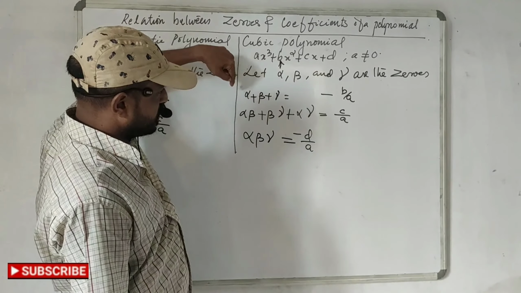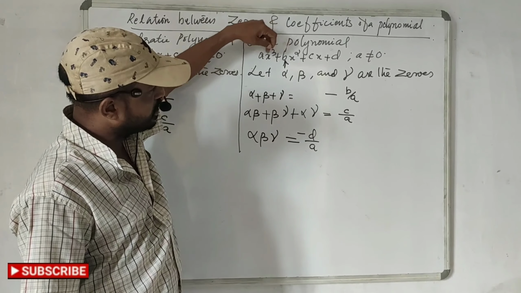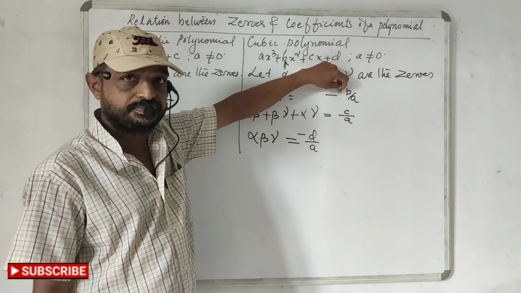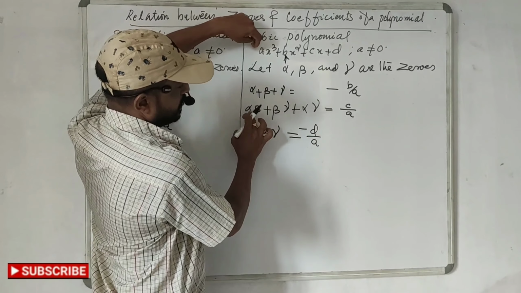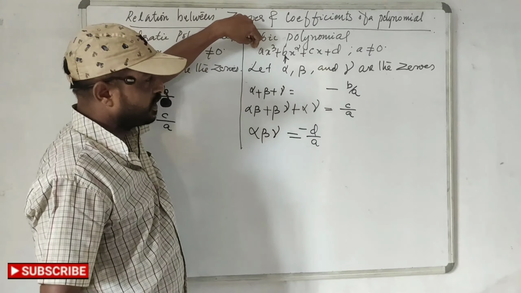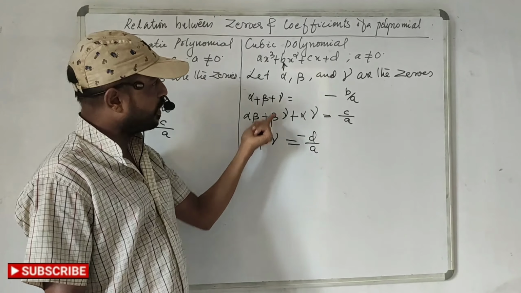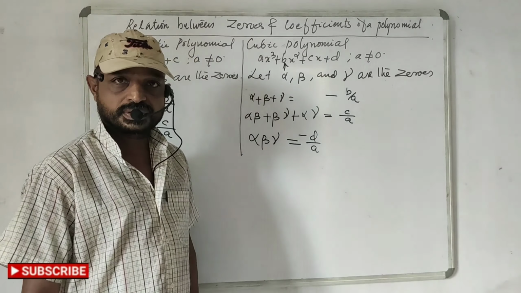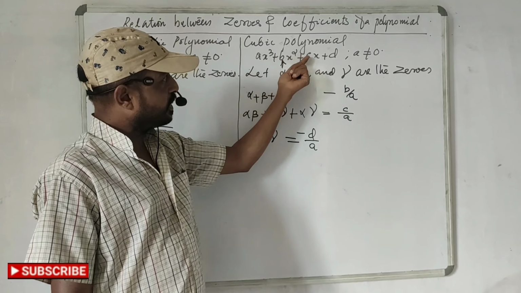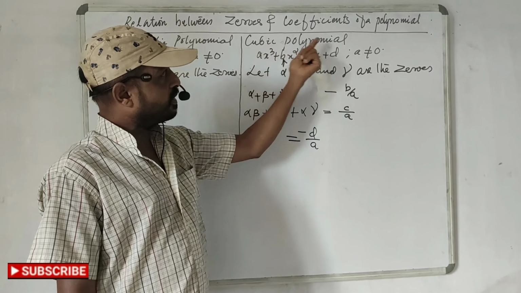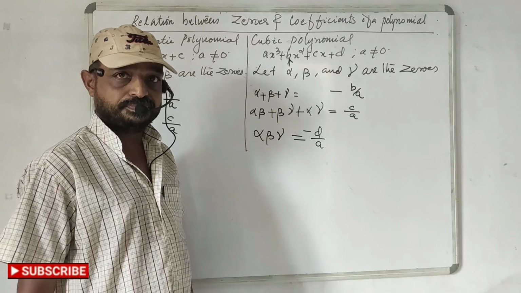So what is the first result? It is the sum of the zeros. The sum of the zeros is minus b by a. The sum of the zeros is negative. Next, c by a, which is the sum of the product of the zeros taking two at a time. And next is alpha into beta into gamma, that is d by a. Right. So what are the results? First is b by a, which is negative, then c by a, which is positive, then d by a, which is negative. That means change the sign alternately.